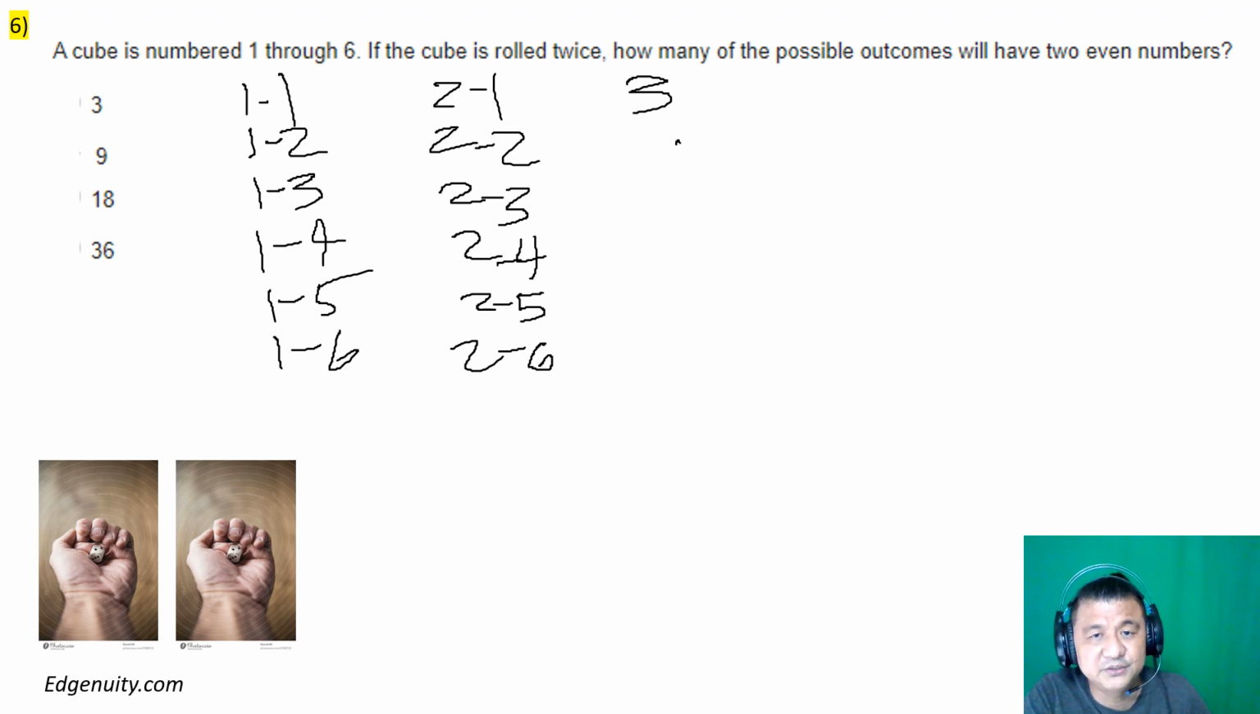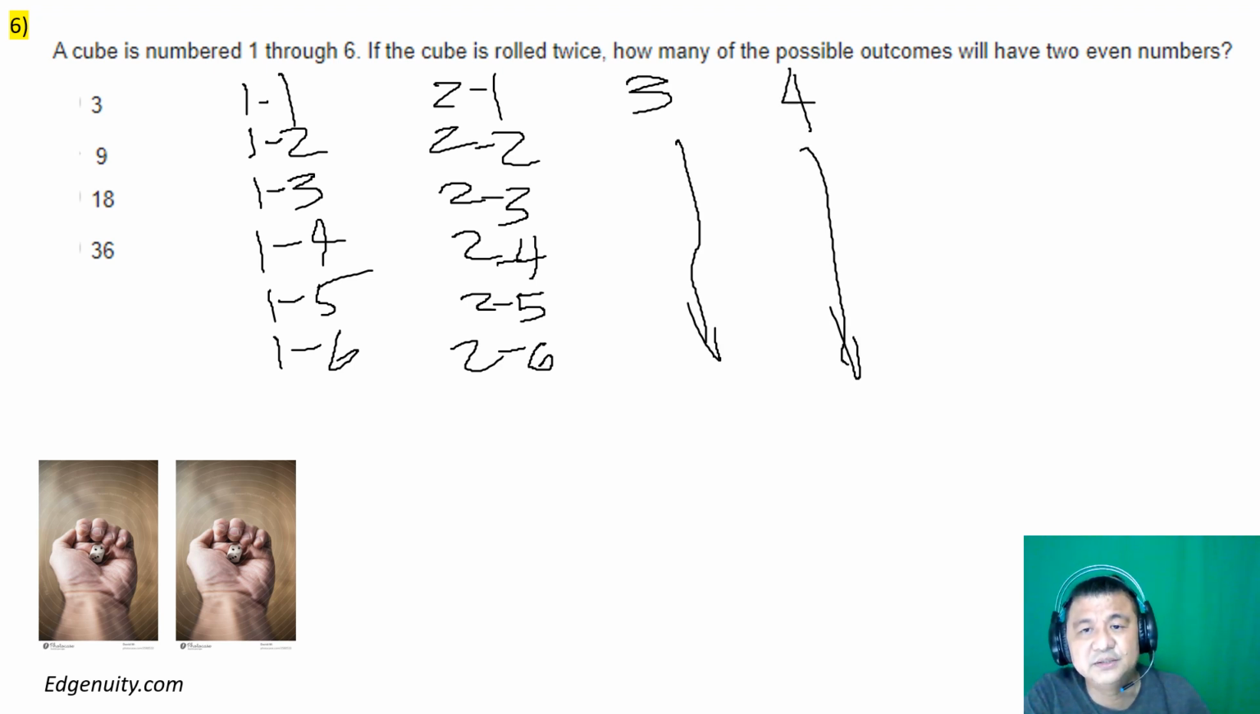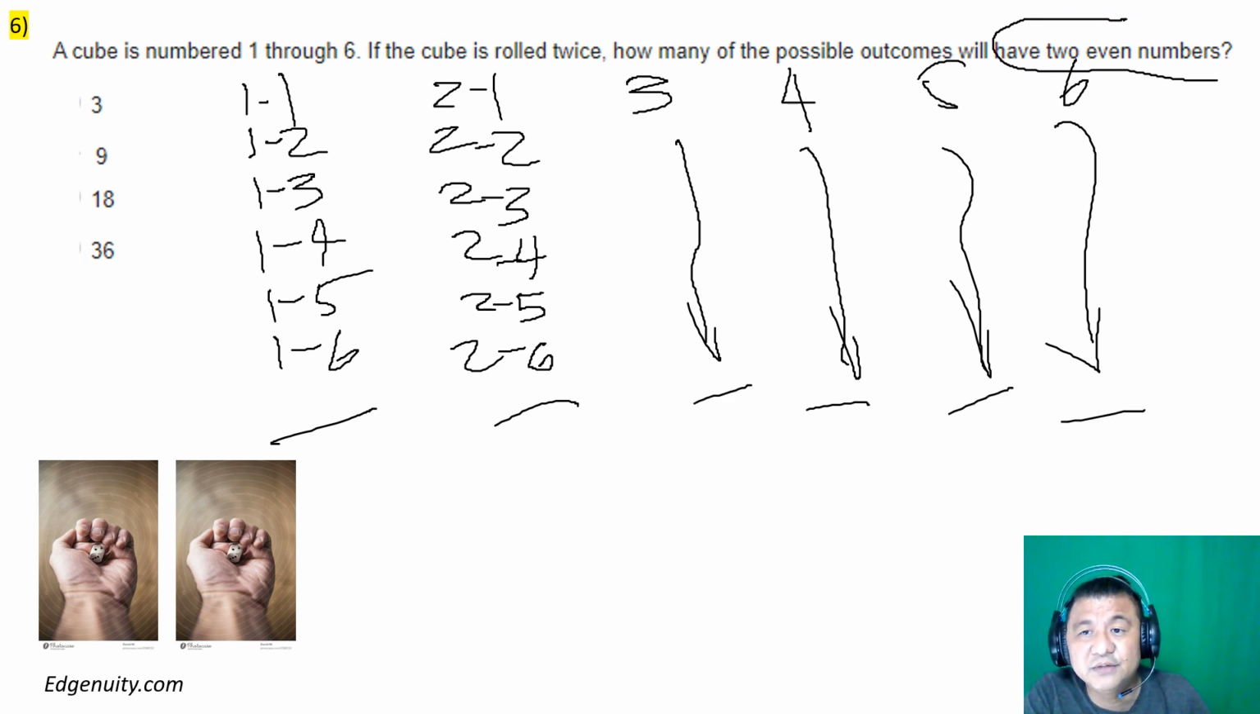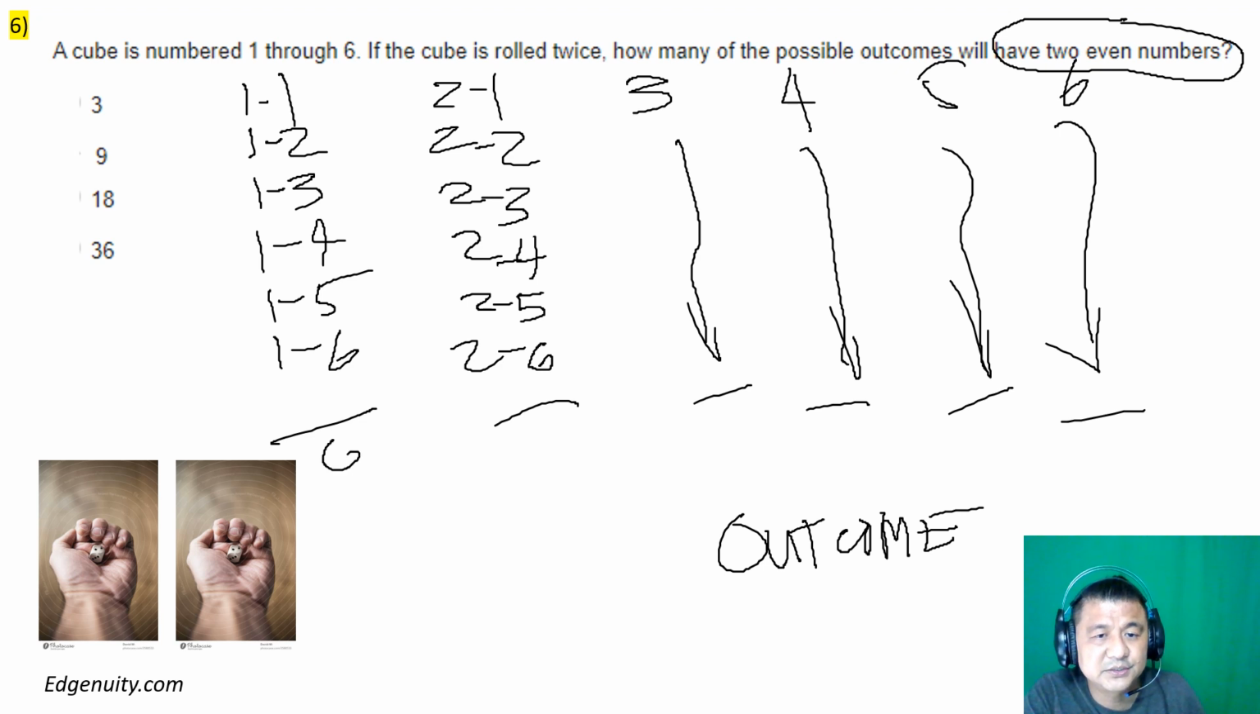And then I will have a series of 3. I'll have the series for 4 on the first one, 5 on the first one, and 6 on the first one. Okay, I'll have a total of how many? But I don't need the overall total. Look at this. Two even numbers. If you want to know the outcome, it's going to be how many? 6 for you, 6 for you, 6, 6, 6, 6, 6 times 6, 36.